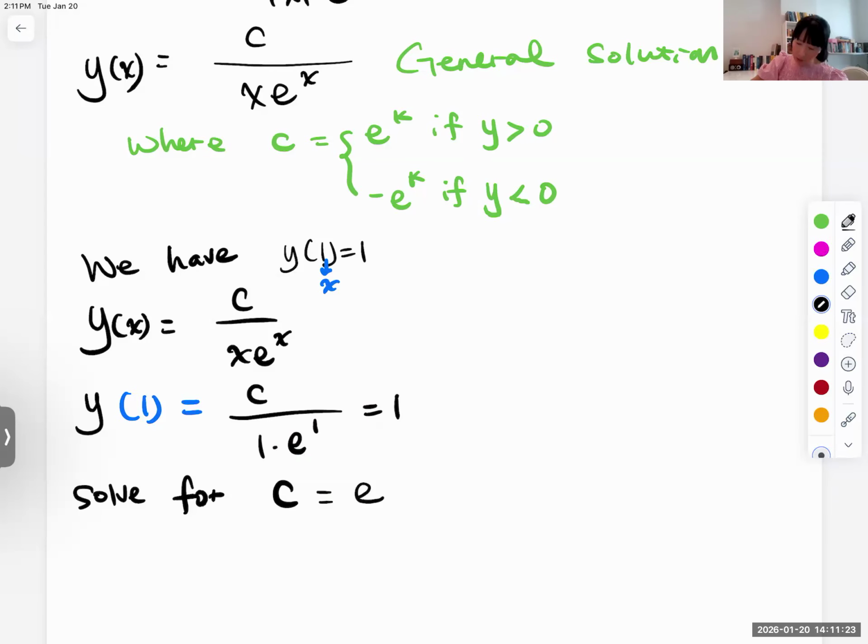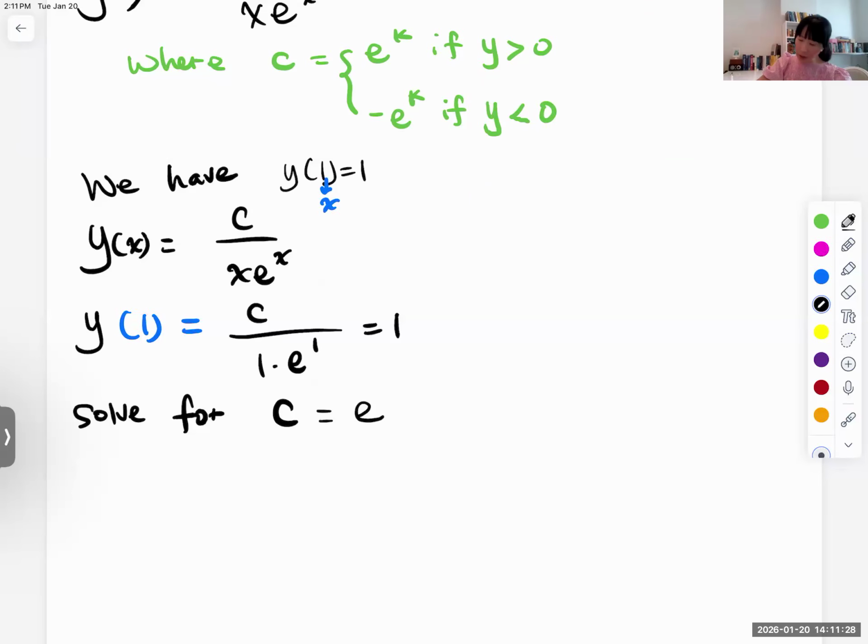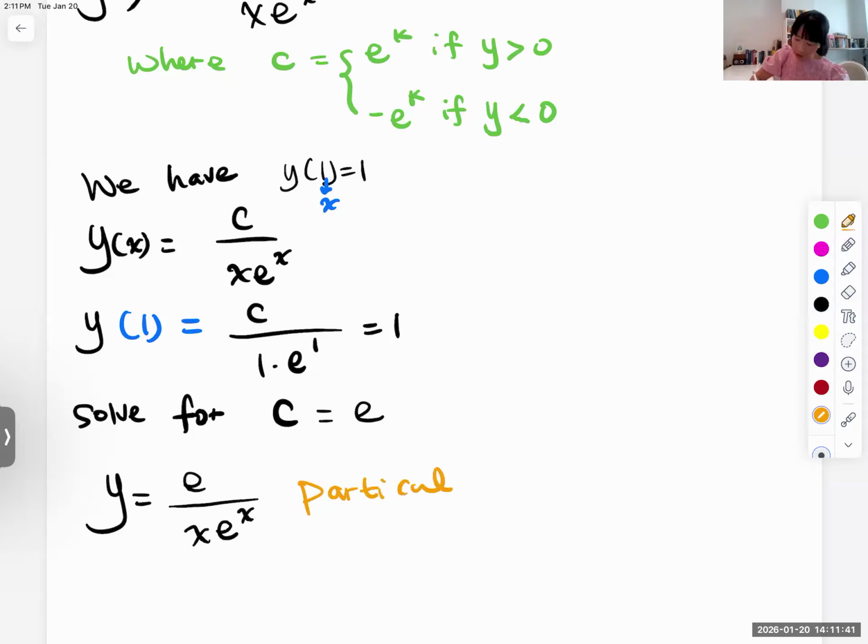So the particular solution will be y equals e over x times e to the x power. That is the particular solution. Make sense? We can write y of x equals e over x times e to the x power.